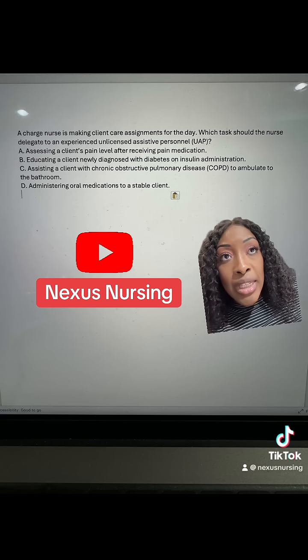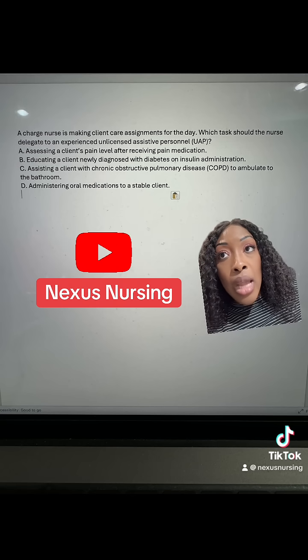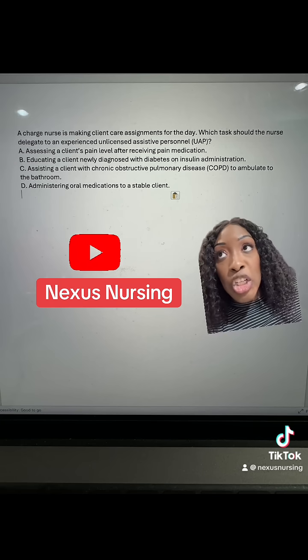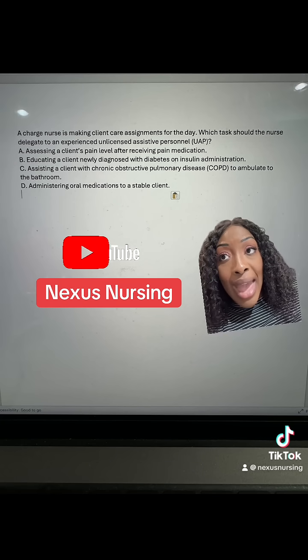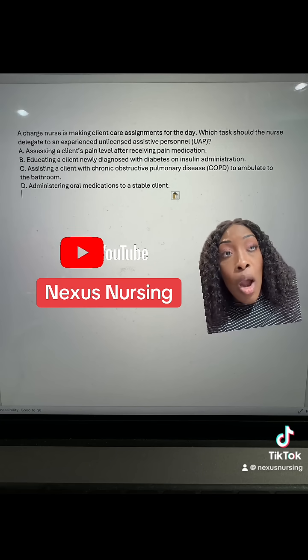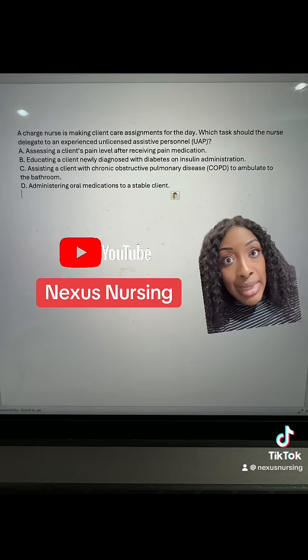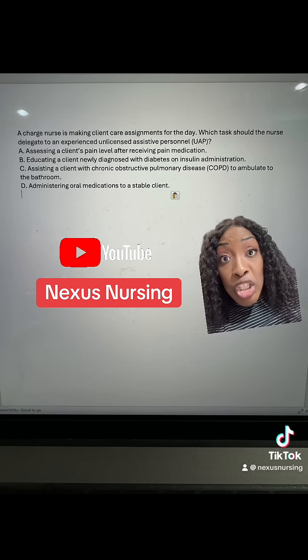So the RN has to keep the patient that has central lines. The RN has to keep the patient that has to have a piggyback or an IV push or blood or PCA or admission, even discharge.